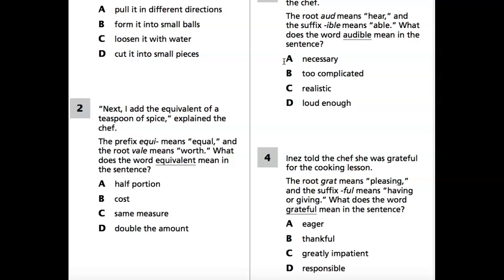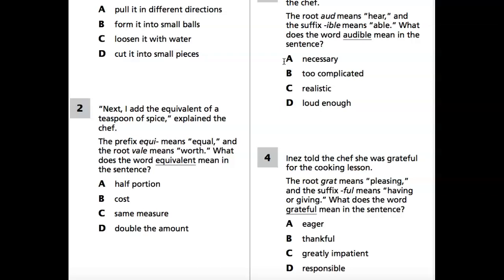All right, number 4. Inez told the chef she was grateful for the cooking lesson. The root grat means pleasing, and the suffix ful means having or giving. So what does the word grateful mean in the sentence? So when you look at this one, you can look at those words, pleasing and having or giving. So they're obviously happy about it.